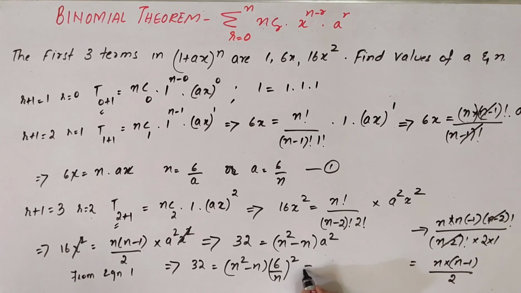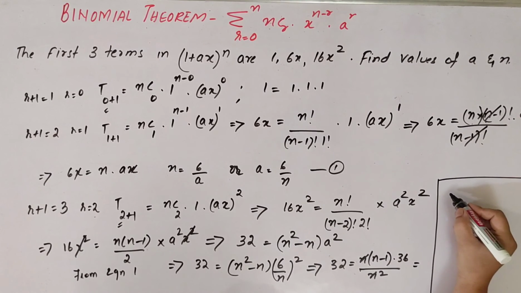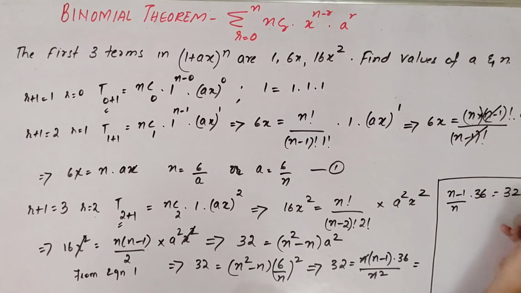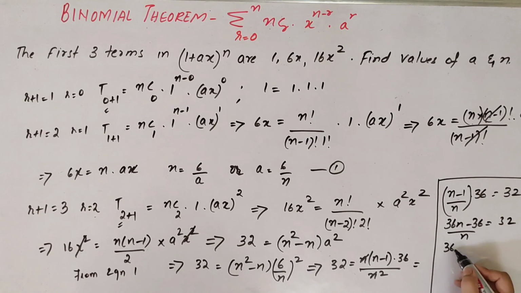So we get 32 is equal to, we'll take n as common here. So n minus 1 into 6 squared is 36 by n square. 1 n here and 1 n here get cancelled. We get n minus 1 by n into 36 is equal to 32. This is nothing but 36n minus 36 by n is equal to 32. 36n minus 36 is equal to 32n.